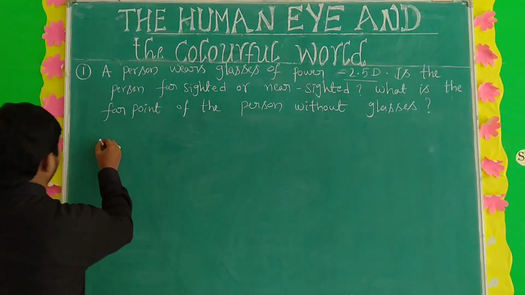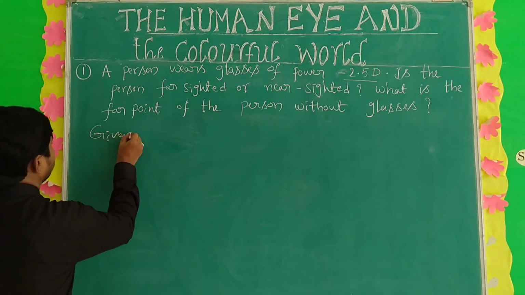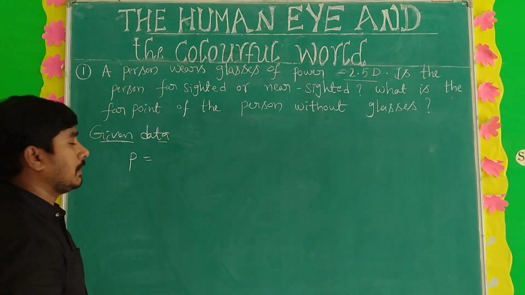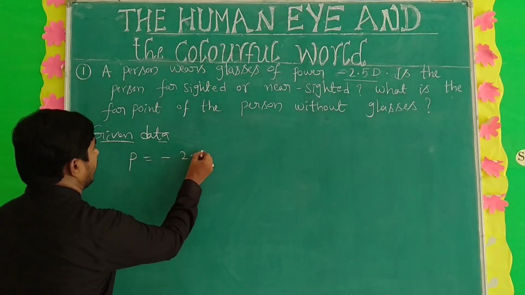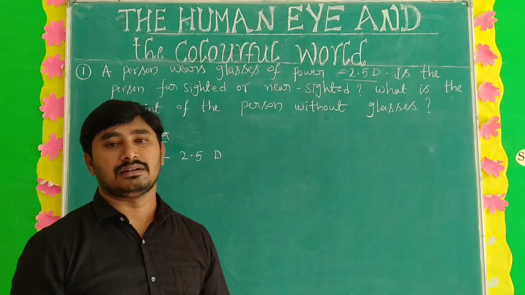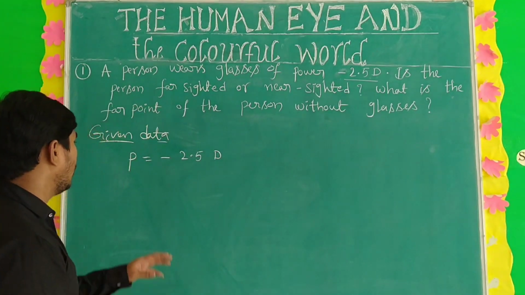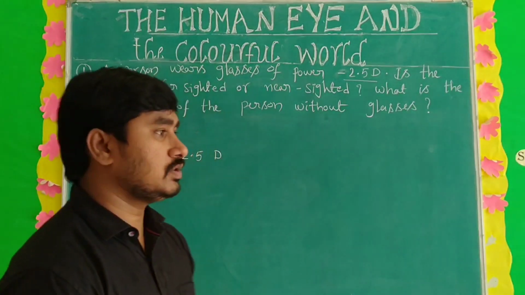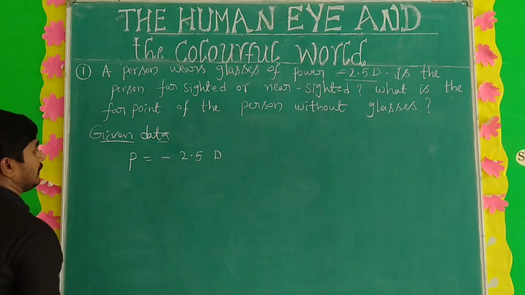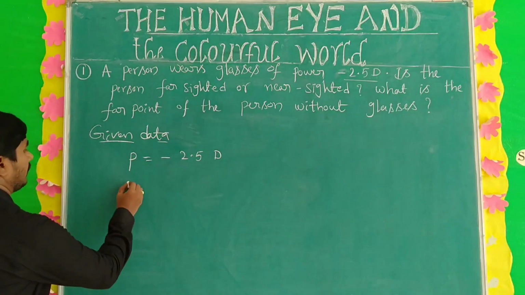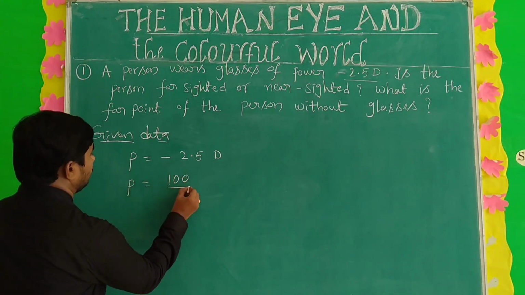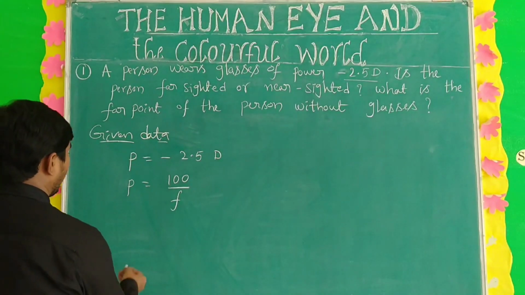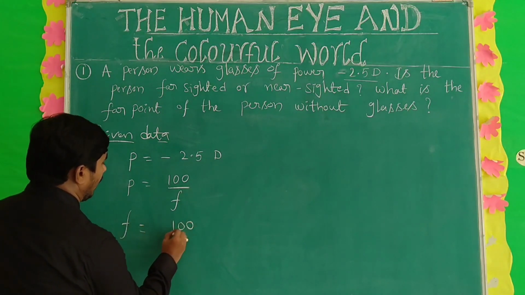Okay, now you have to write the given data here. Given data: power of lens P is equal to minus 2.5 D. Here D means diopters. Diopter is the unit of power of lens. So power of lens means, first of all you have to find the focal length. You know the relation between power of lens and focal length: P is equal to 100 by F, with F in centimeters. So F is equal to 100 by P.